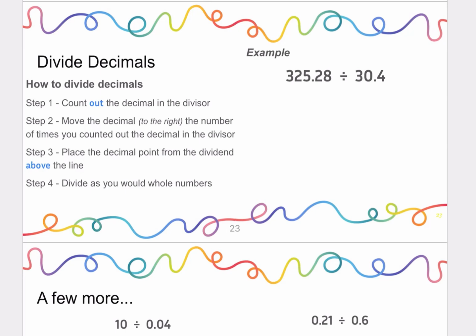So let's begin with this problem. We have 325 and 2800ths divided by 30 and 4/10.